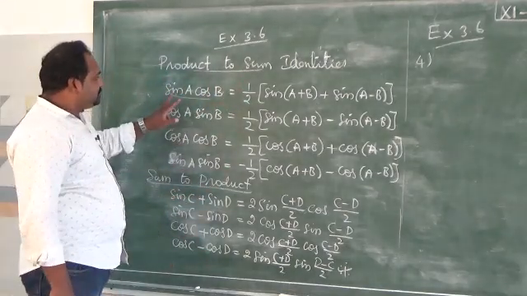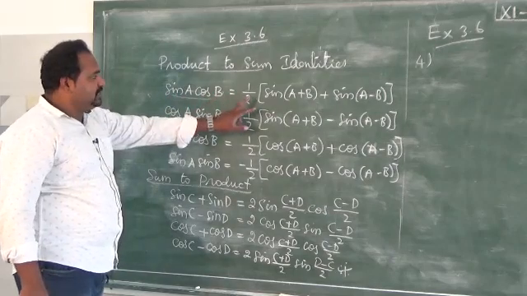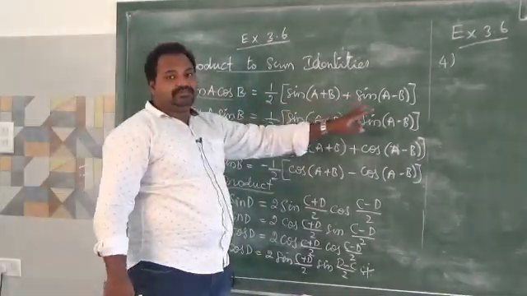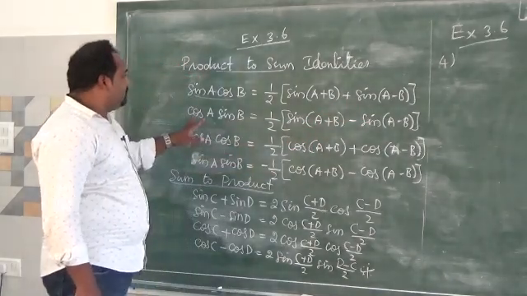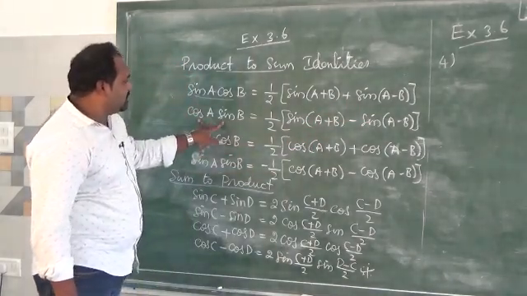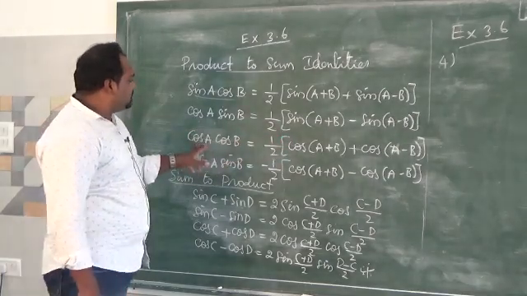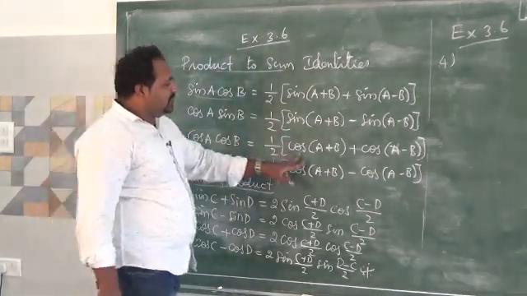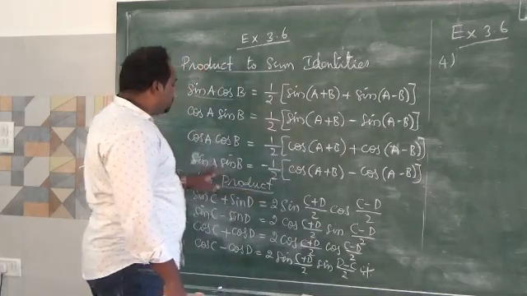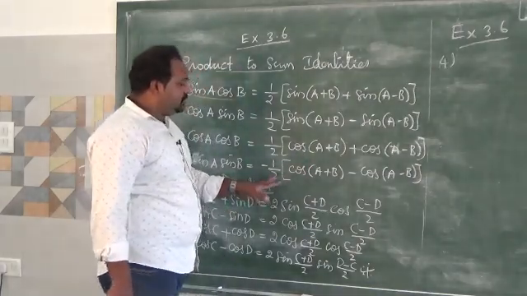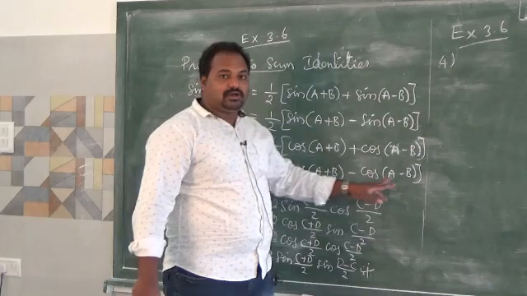So here sin A cos B can be written as 1 by 2 [sin(A plus B) plus sin(A minus B)]. If you have a product cos A sin B, we have this formula. Cos A cos B, both are cos, we have this formula. Both are sin, we have minus 1 by 2 [cos(A plus B) minus cos(A minus B)].